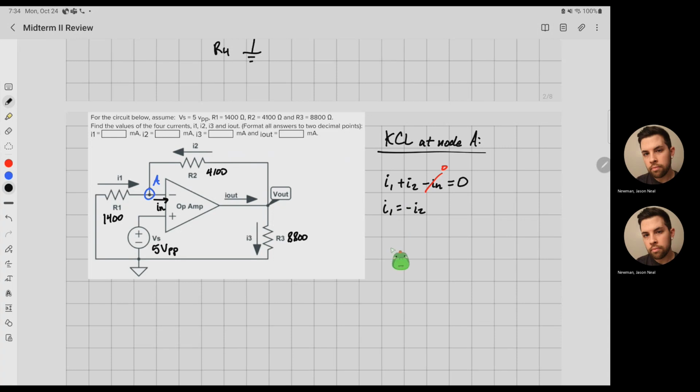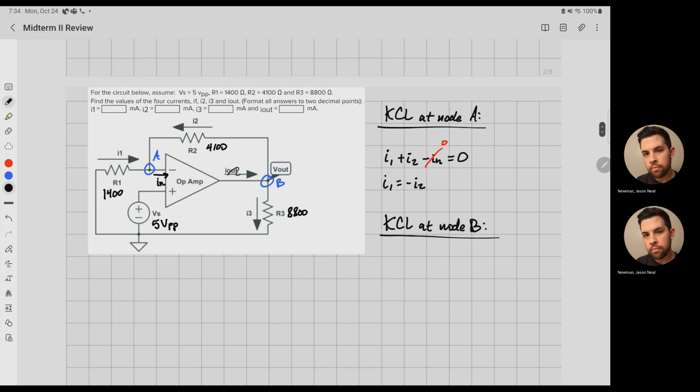Now let's do the same thing for our other node, which is KCL at node B. We'll just make another node here, B. So what do we have here? We have I out going in, and then we have two currents going out of this node, which is I2 and then I3. So I out equals I2 plus I3.